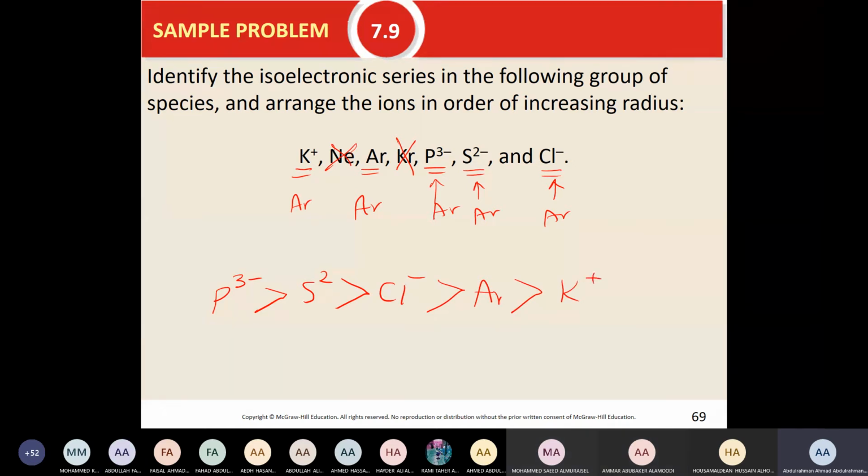And then after that, let's go back now to neon. Where should I put neon? Bigger than argon or smaller than argon? Smaller than argon. Neon, look at the table. Smaller than argon, exactly. Smallest. All right, and then krypton. Greater than argon. And so we have all this arrangement. Is this clear? Okay. Yes.